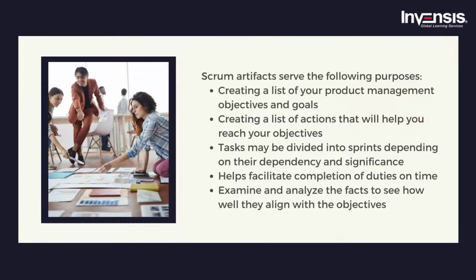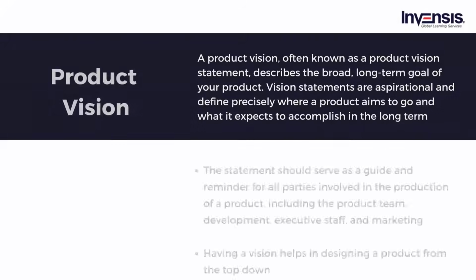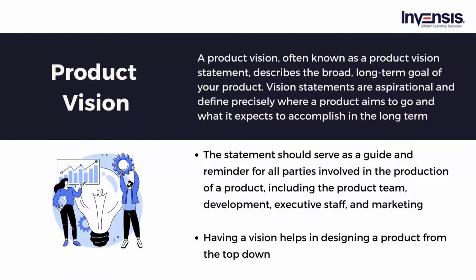Now, the 7 artifacts of Scrum are: product vision, product backlog, sprint vision, sprint backlog, definition of done, product increment, and burn down chart. These are the 7 Scrum artifacts that play an important part in enhancing the performance of a Scrum team. Now, let's examine each Scrum item individually.